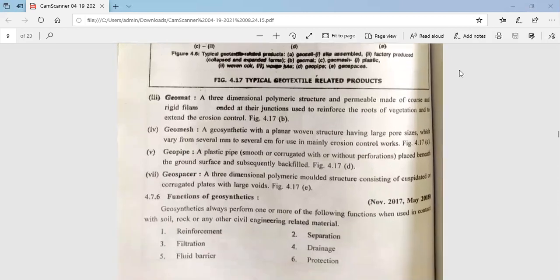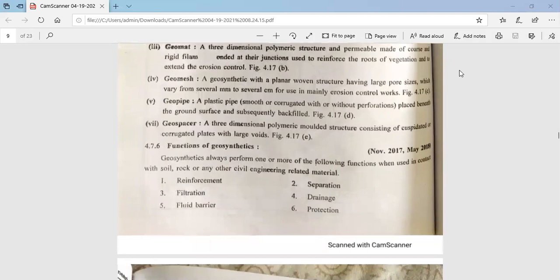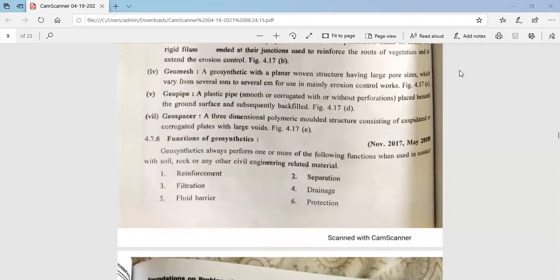Geomass is a geosynthetic with a planar woven structure having large pore sizes, which vary from several millimeters to several centimeters, for use mainly in erosion control works. Geopipe is a plastic pipe which is smooth or corrugated, with or without perforation, placed beneath the ground surface and subsequently backfilled. Geospacer is a three-dimensional polymeric molded structure consisting of separated or corrugated plates with large voids.